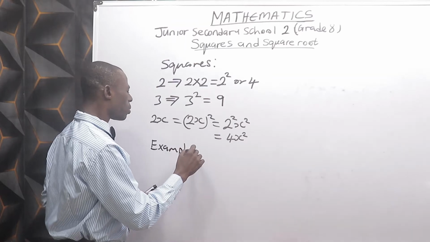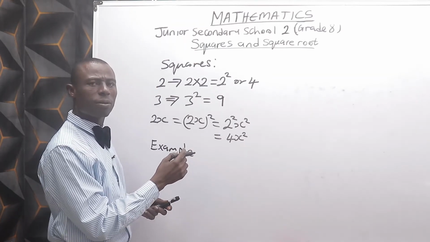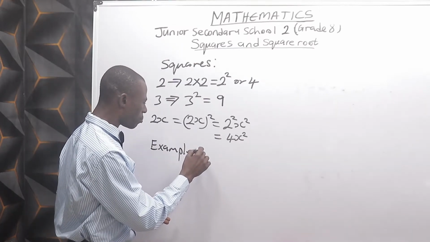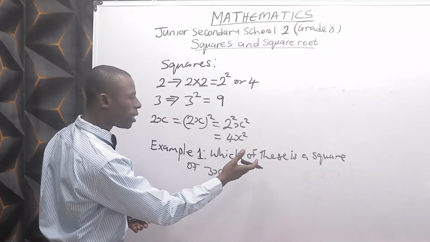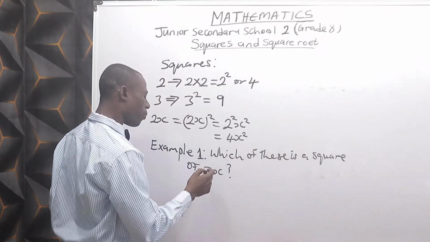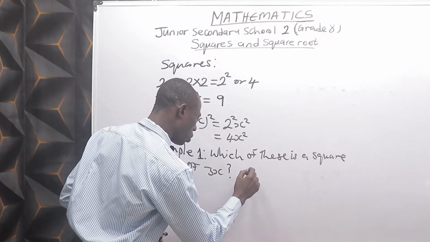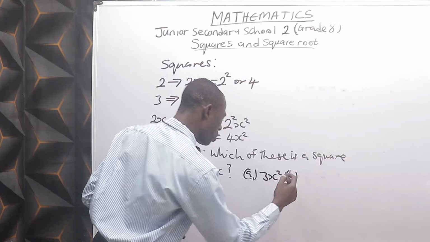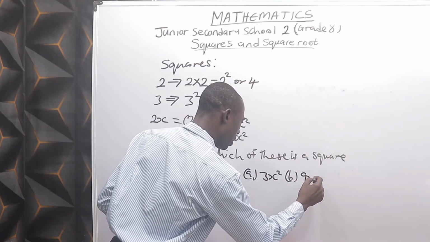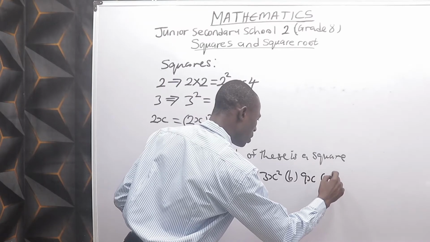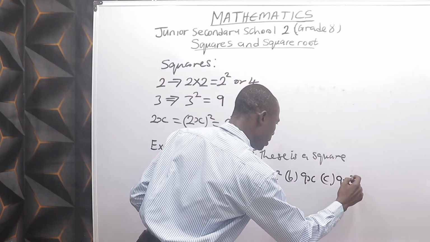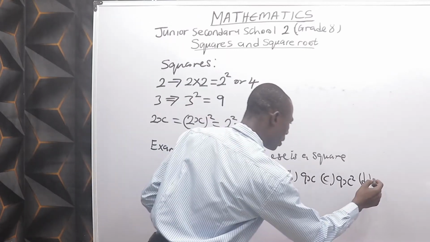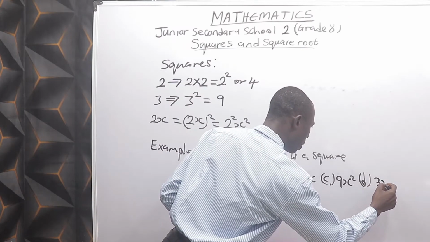How do we expect questions to come out on this concept? Example 1. Which of these is a square of 3x? Option A, 3x squared. Option B, 9x. Option C, 9x squared. And option D, that is 3x.